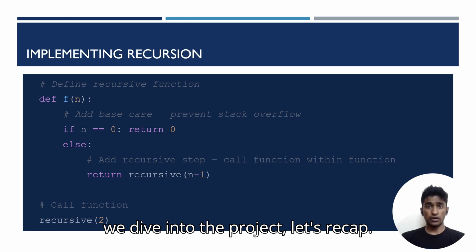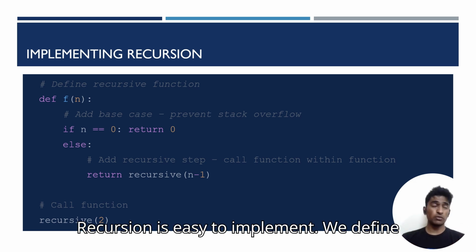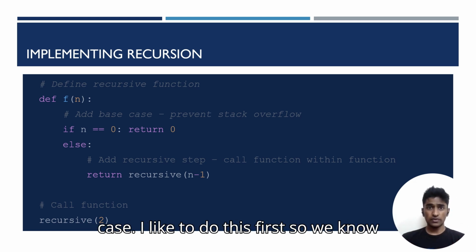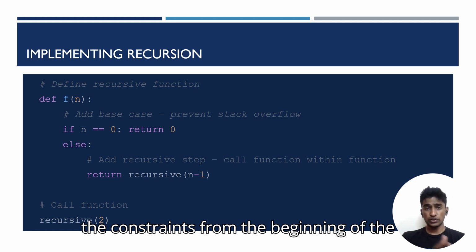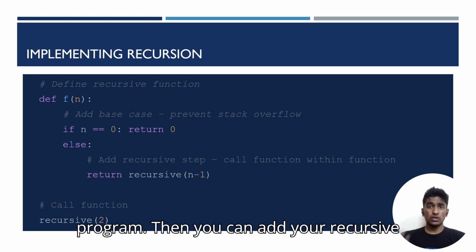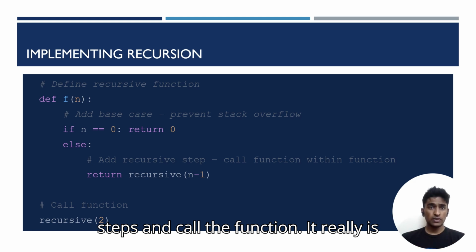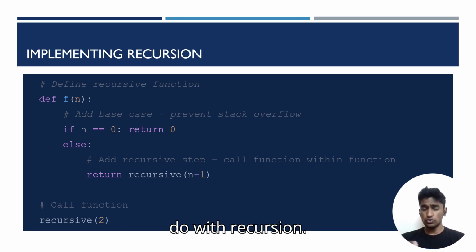So before we dive into the project, let's recap. Recursion is easy to implement. We define our function and always define a base case. I like to do this first so we know the constraints from the beginning of the program. Then you can add your recursive steps and call the function. It really is that easy. So let's look at what we can do with recursion.